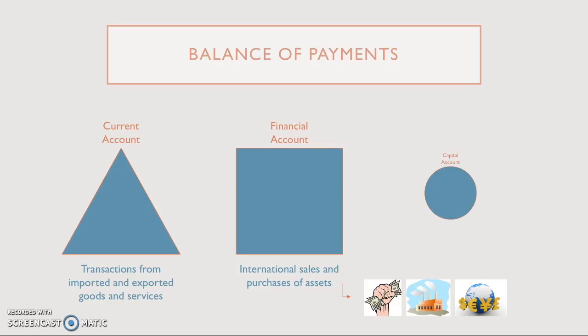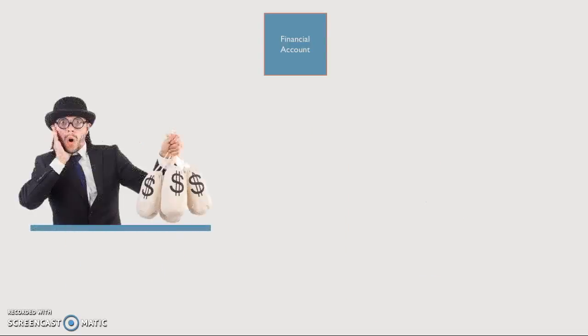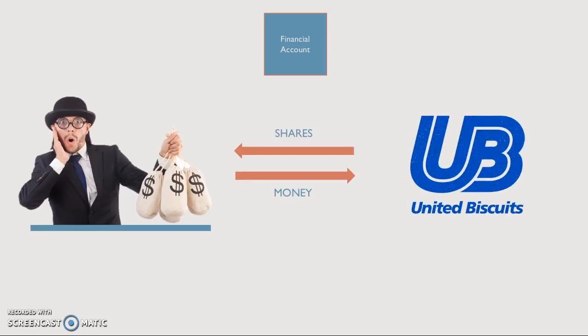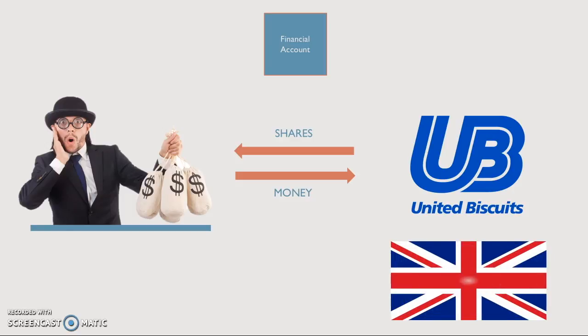An asset is any one of the forms in which wealth can be held, such as money, stocks, factories, or government debt. So, if I were a foreign investor who buys shares of United Biscuits, a large UK company, this would mean an export of a financial asset on the financial account? Correct, and it means an influx of money into the UK.